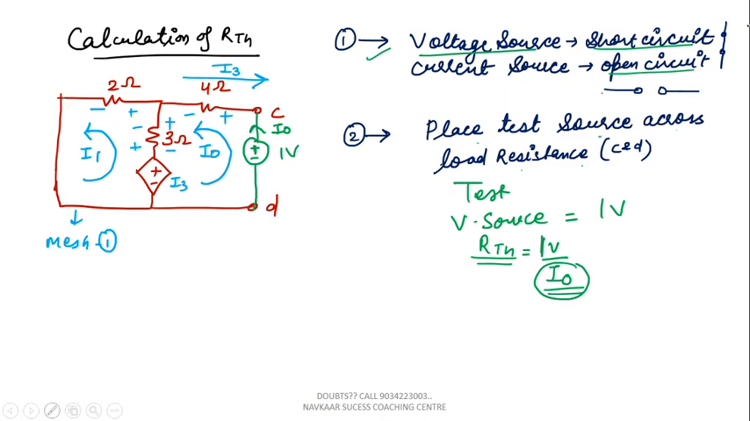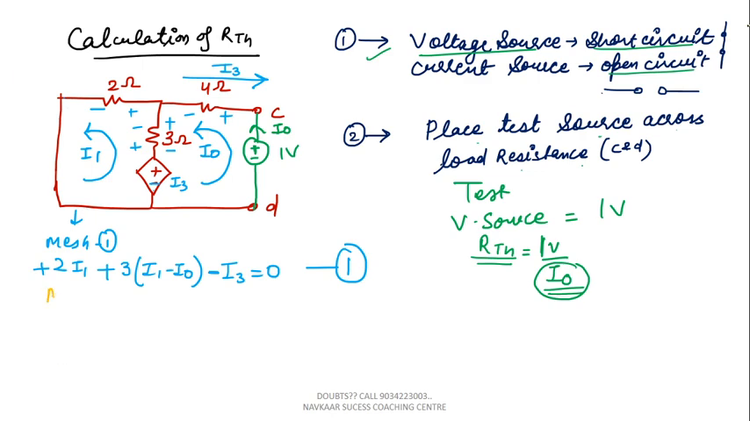From mesh 1, what will be the equation? Taking the signs, it would be plus 2 I1, then plus 3 times the current flowing, I1 minus I0, then minus, right? Positive to negative means the sign is negative. And what value of voltage source have they given? Again I3, and that is equal to 0. So we get equation number 1.